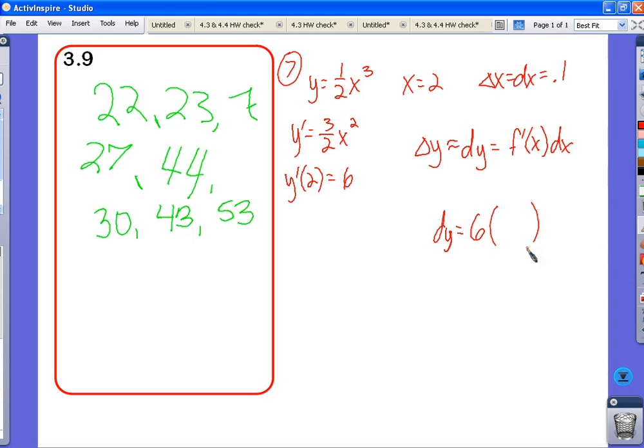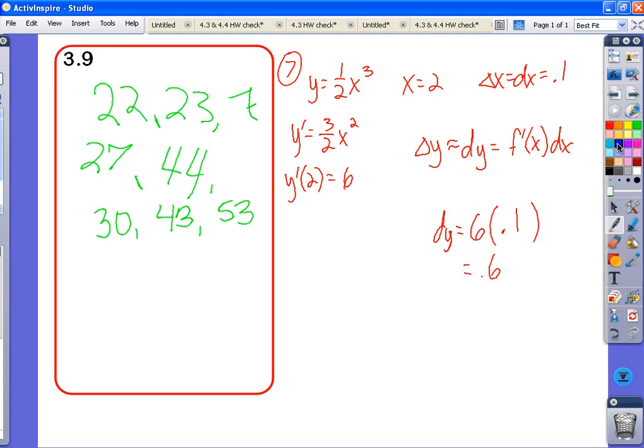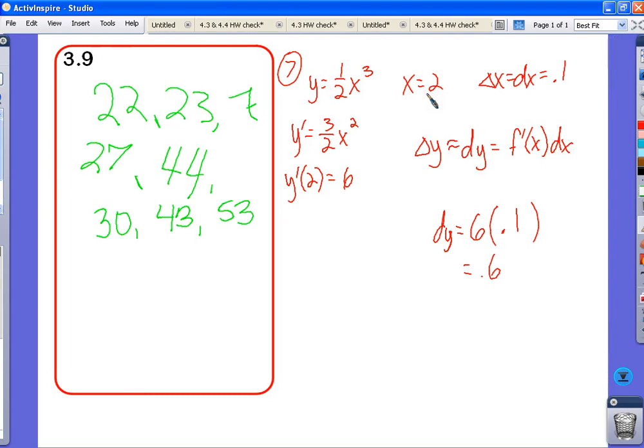So f prime, or y prime, of 2 is 6 times dx, which is 0.1. So 0.6. That's dy, which is going to be close to delta y as long as we stay within a small dx of x. But how do we find delta y? F of x plus delta x minus f of x. Does that make sense?